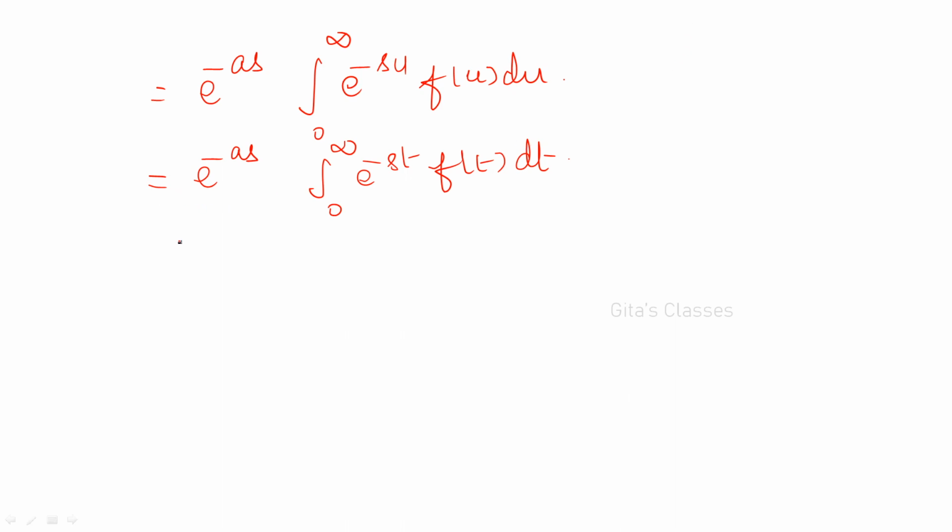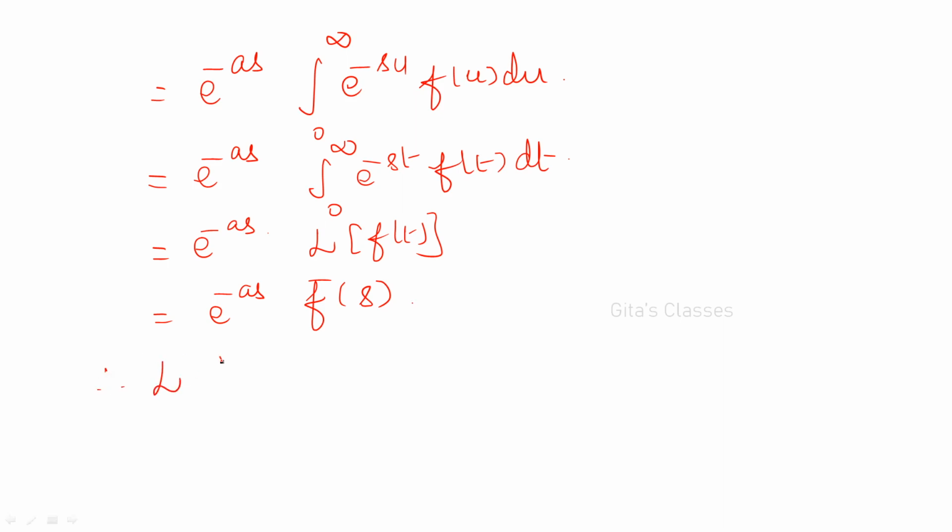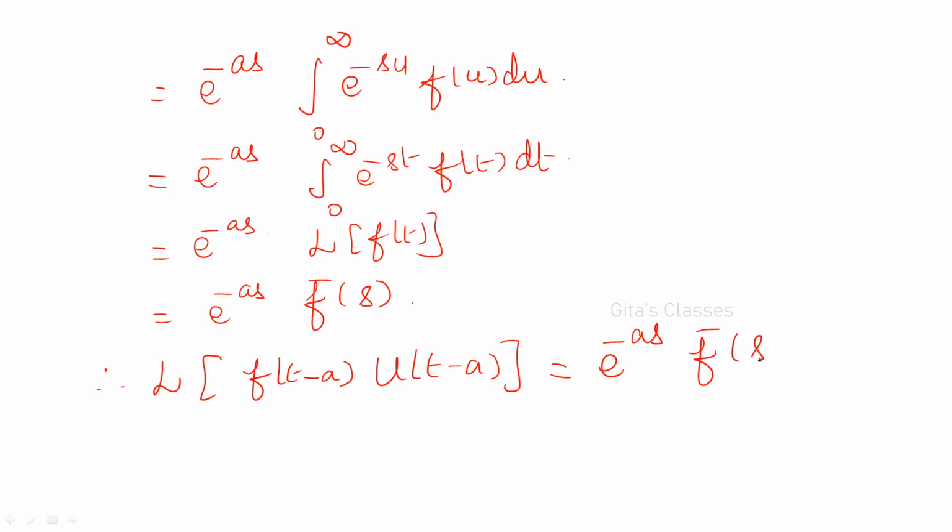Okay. So this is equal to e power minus as into, what is this? By definition, it is L of f of t. Or you can write e power minus as into f bar of s. Therefore, L of f of t minus a into u of t minus a is equal to e power minus as into f bar of s. That is, for this f of t minus a, you find out f of t, and find the Laplace transform of f of t. That will be our f bar of s, and just multiply by e power minus as.